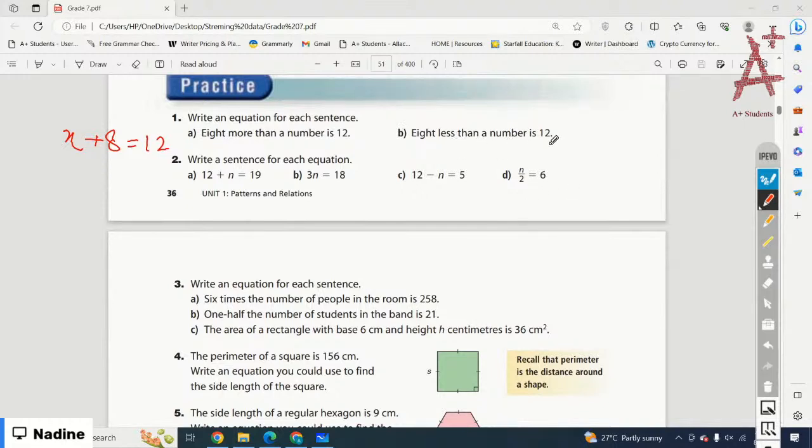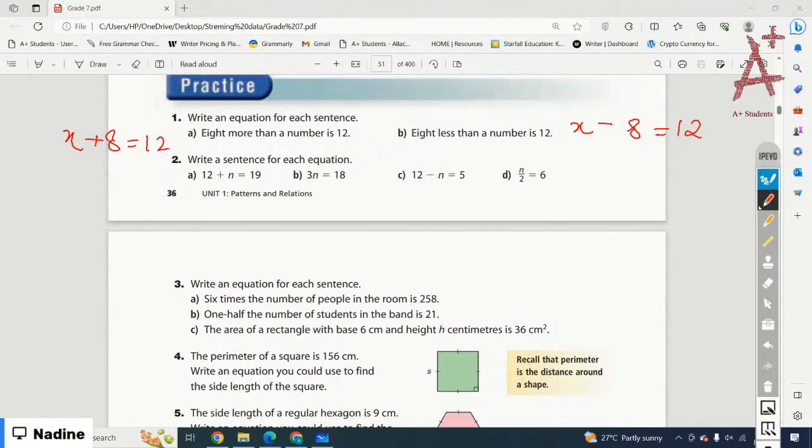8 less than a number is 12. For example, x is a number you don't know. 8 less: x minus 8 equals 12, right? Okay, let's look at question number 2.